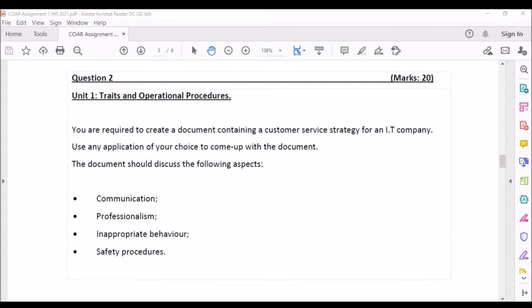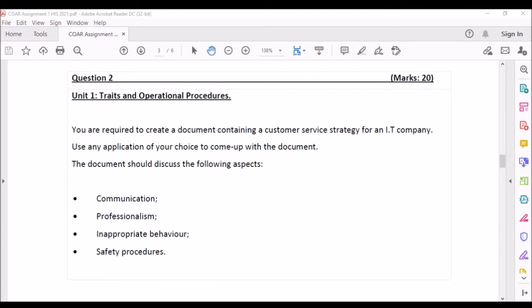The other areas to cover are professionalism, inappropriate behavior, and safety procedures. Remember, things like safety procedures need to stick to the IT environment. Yes, there are generic safety procedures out there for every other institution, but try and avoid just generalizing. Just make sure that what you're creating is an IT service strategy. So the safety procedures that we're discussing here need to be inclined to the IT environment.